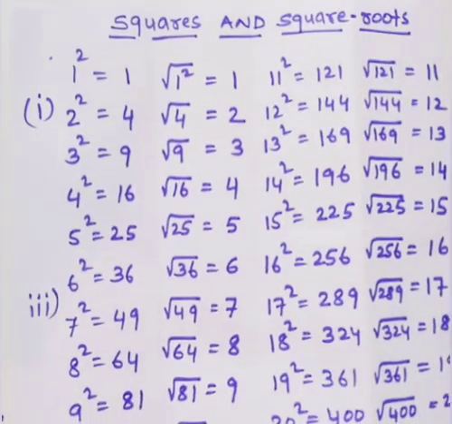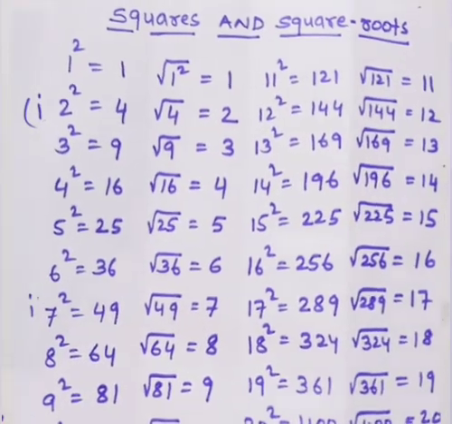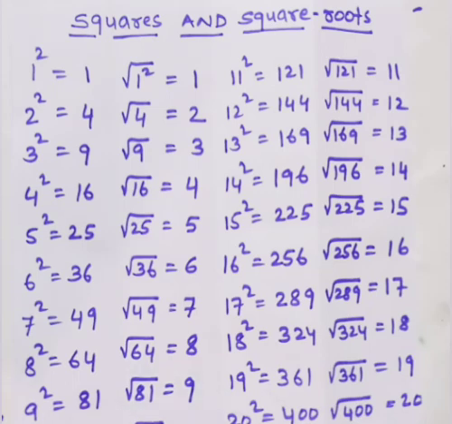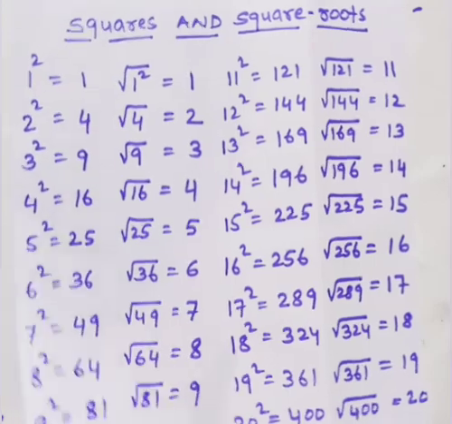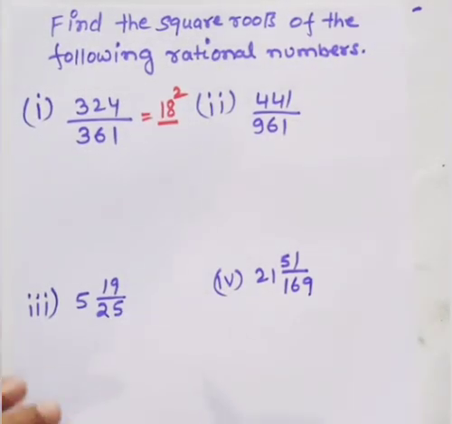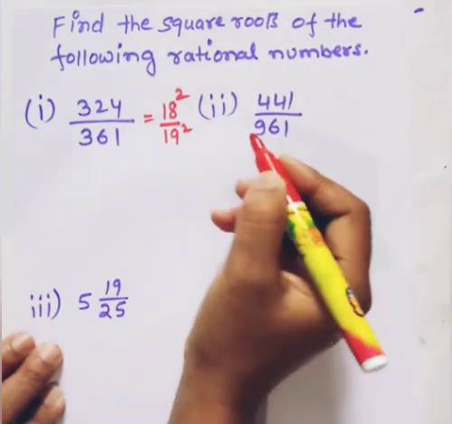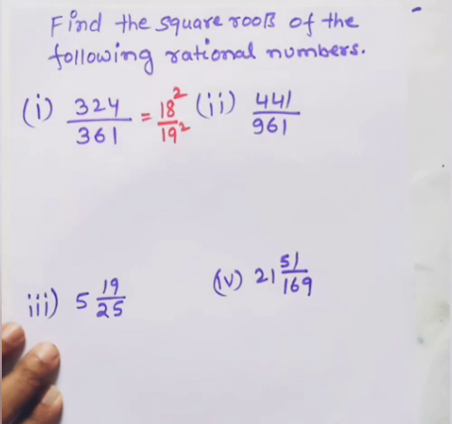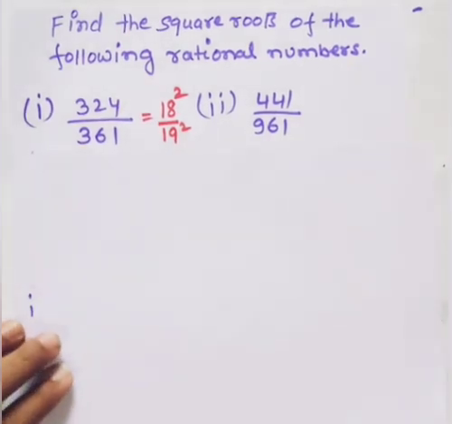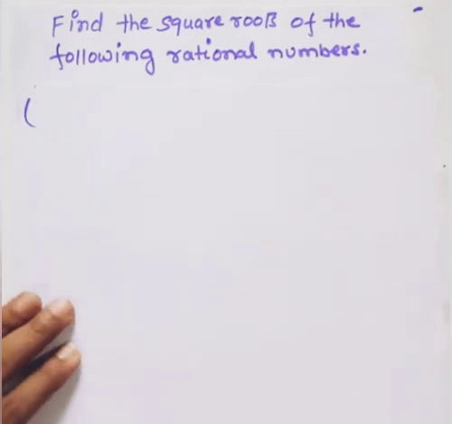So you can see, in this way we have written all the squares as well as square roots from 1 to 50. So see here, 18 square is 324 and 19 square is 361. So either we can directly write here 324 is equal to 18 square and 361 is equal to 19 square, and by chance if you don't remember, there is no problem, because since these are perfect square numbers, we can use the prime factorization method to find square factors of these two numbers.